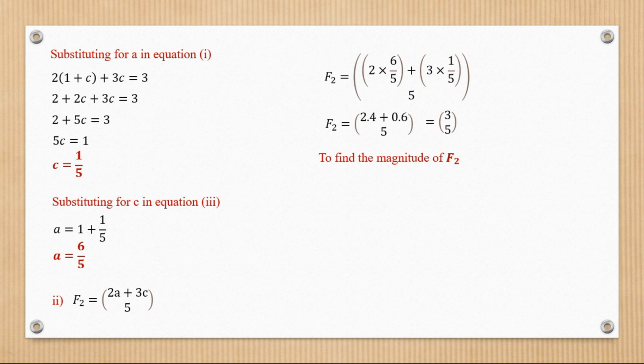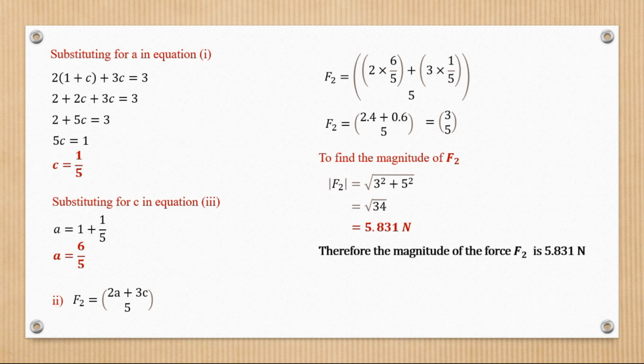Alright, so next I need to find the magnitude of that force F2. So how do I find the magnitude? To find the magnitude, I'll find the square root of this value squared plus this value squared. So 3 squared plus 5 squared, which gives root 34 newtons. Now when I put that in my calculator, I'll have 5.831 newtons. Therefore, the magnitude of the force F2 is 5.831 newtons.